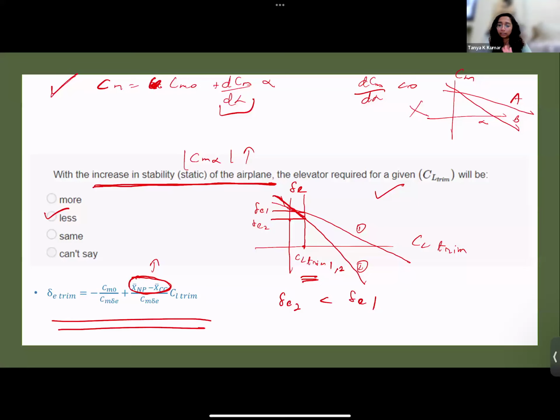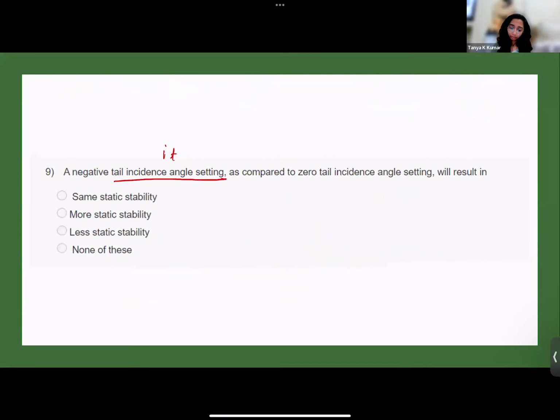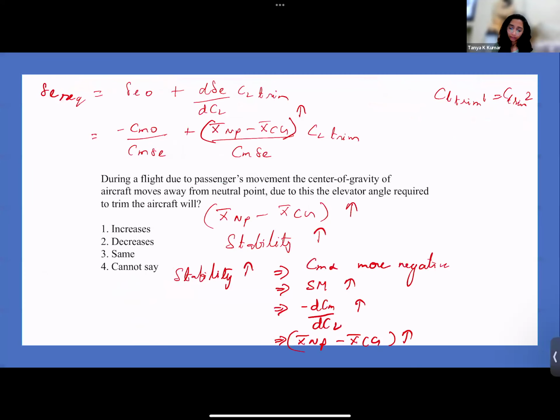So I think I have made it clear that CL trim is the same, right? CL trim does not change. We want to trim it at the same CL. That is clear in both the questions for a given CL trim. And our question was, required to trim the aircraft. So CL trim remains the same. Is it clear now? Not just her, all of you, is it clear for everyone? It's the same question, it's just framed in a different way. Okay, please don't get confused.